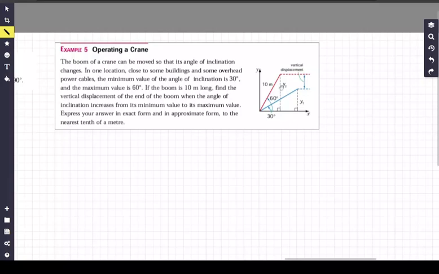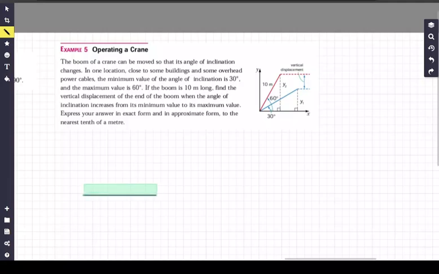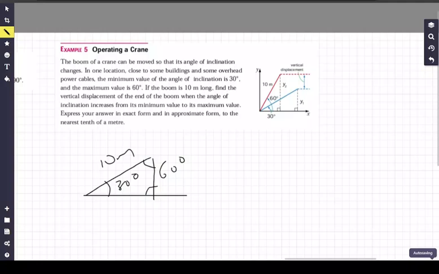So how are we going to do this? First, we have to find y1. So let's find y1. We had 10 meters here. We had 30 degrees here. We're trying to find this. So if this is 30, this is 60, right? Because we have a 90 degree angle. And now, hey, look, wait a minute. That's one of our special triangles. So this is 1, 2, and root 3.